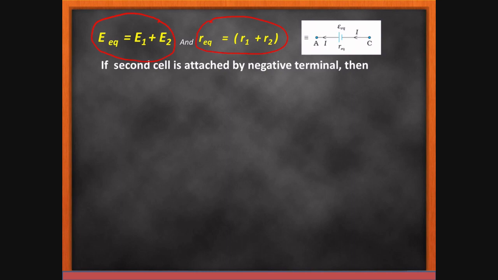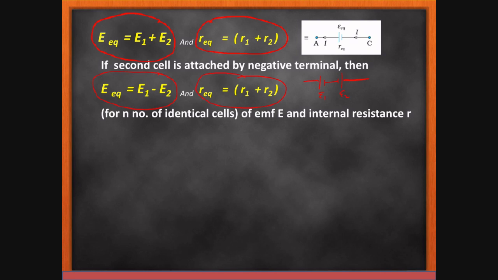In some cases, if the second cell is attached by its negative terminal, then what is the net EMF? The net EMF is E1 minus E2. In this case, E1 is negatively attached and the resistance remains the same. So this is E1, this is E2.